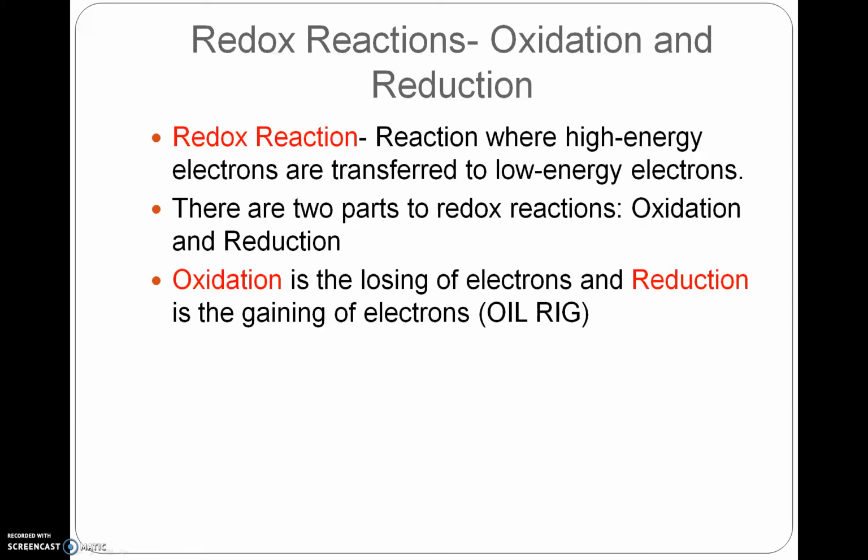A redox reaction is a reaction where high energy electrons are transferred to low energy electrons, and that produces energy. And there are two parts, as we all know, to redox reactions: oxidation and reduction. Oxidation is the losing of electrons, and reduction is the gaining of electrons. And there's an acronym, OIL RIG, that helps you remember that. So OIL: oxidation is losing electrons, and RIG: reduction is gaining electrons.